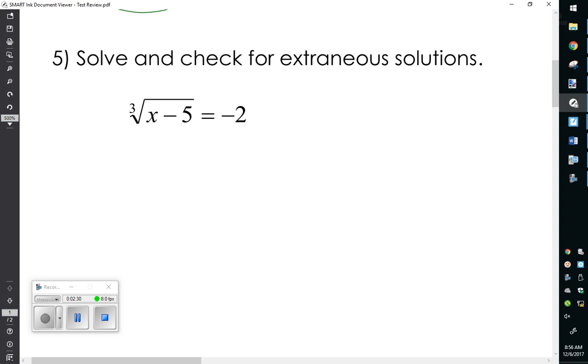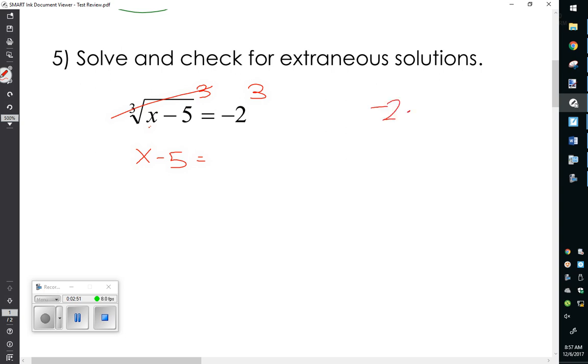Number 5, solve and check. Right now I'm trying to get x by itself. It is being cube rooted. What is the opposite of cube rooting something? The 3rd power. Raise it to the opposite power. So 3rd root is 3rd power. I'm going to do it to both sides. This gets me x minus 5. Over there I'm taking negative 2 to the 3rd power.